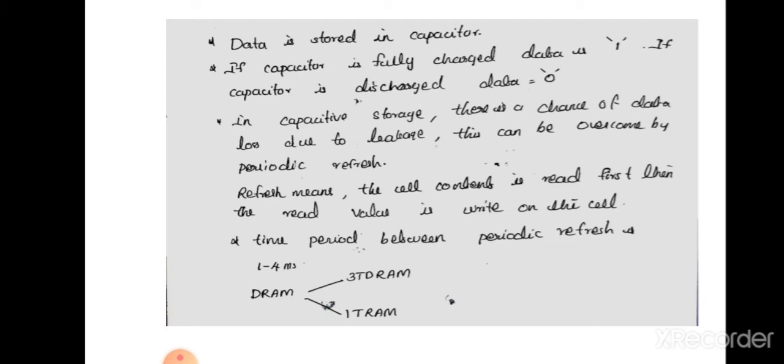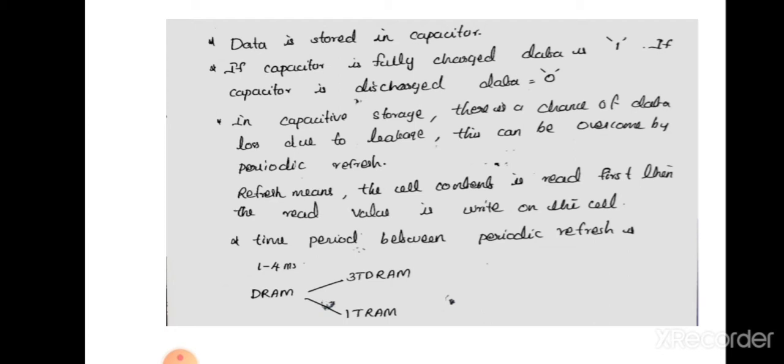That means there is a chance of data loss due to leakage, and this loss can be overcome by periodic refresh. Refresh means that in the case of a memory cell, the content of the cell is first read, then the read data is written back to the same cell. That is the meaning of refresh. That is, we first read the content of that memory, then write the content back to that memory. It is mainly used to avoid data loss through leakage.